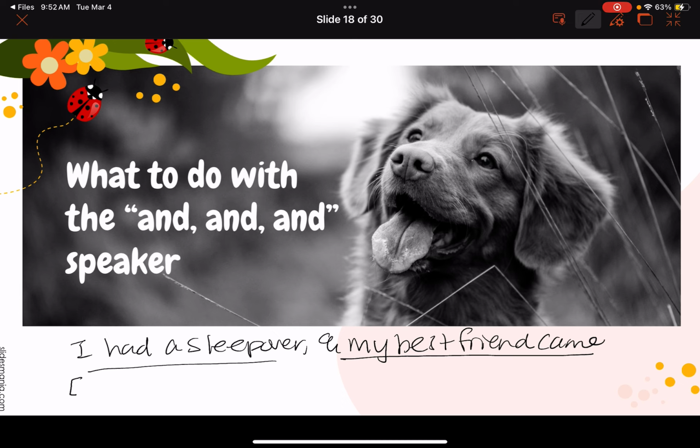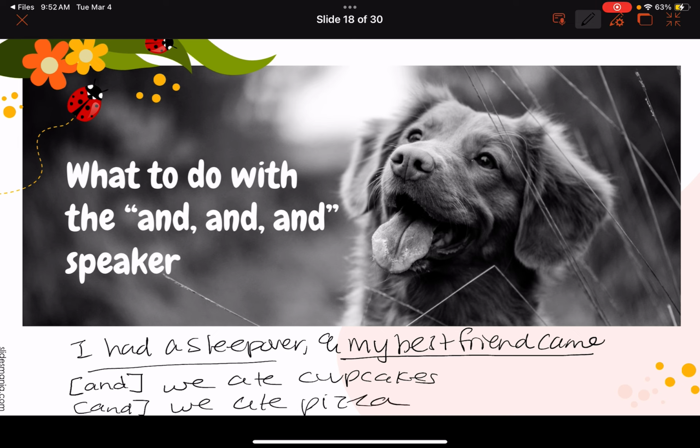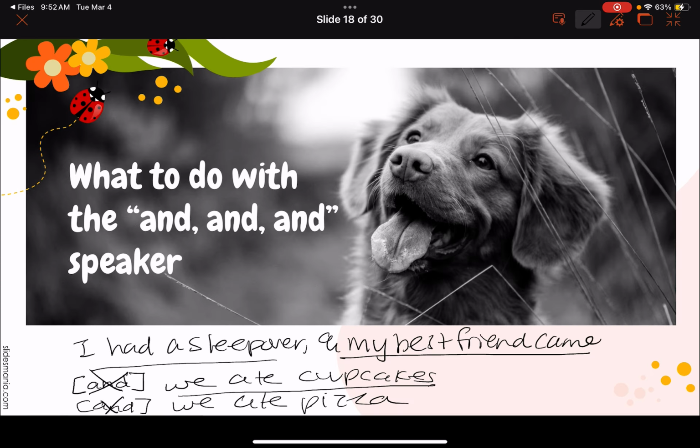What you're going to do is put that "and" in parentheses, and we ate cupcakes. Okay? And we ate pizza. And moving forward, this "and" is not going to be counted. Only this particular unit is going to be counted until they finish the "and" thing. Okay, so you'll count the first one, great coordinating conjunction there. And then moving forward, we don't count the rest of the ands while they're just rambling.